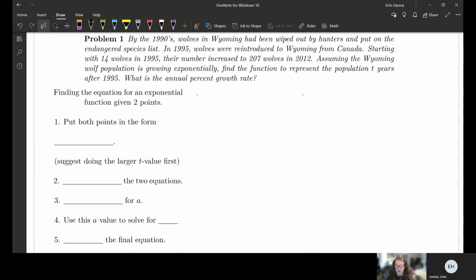What is the annual percent growth rate? So there's a lot happening here. So the first thing we're asked to do is to find the equation of the exponential function.